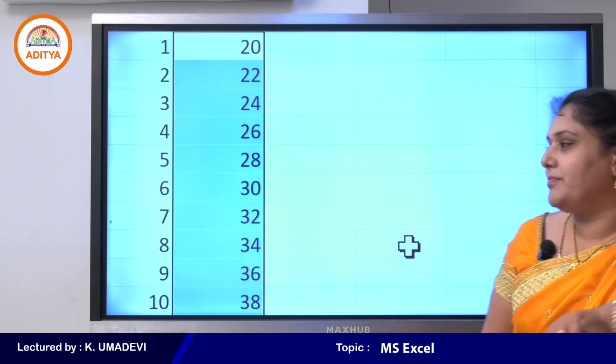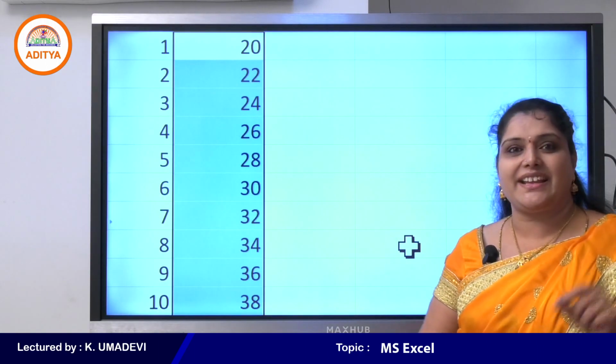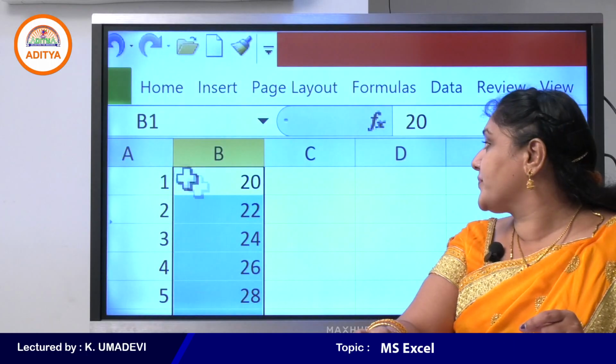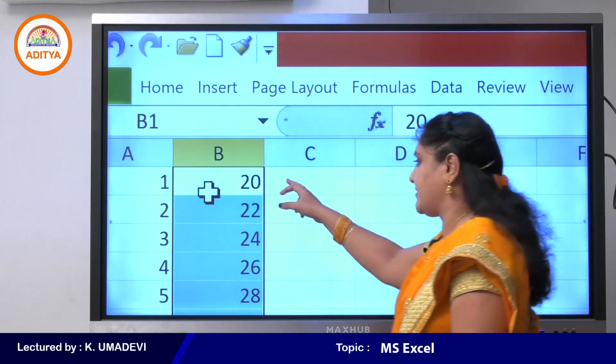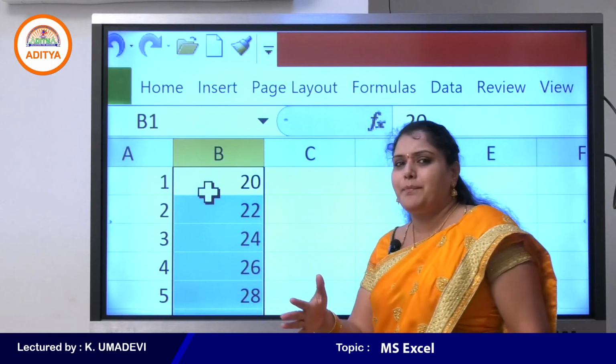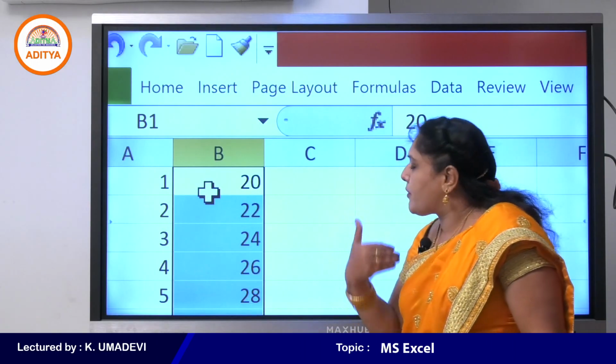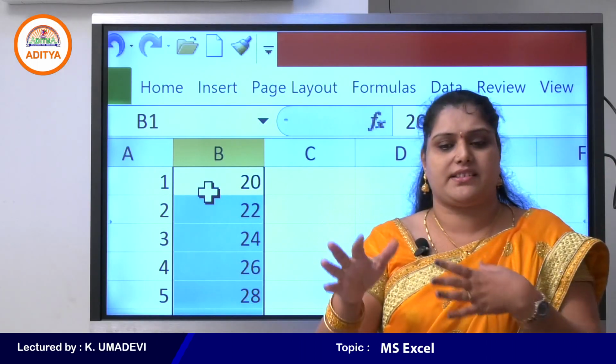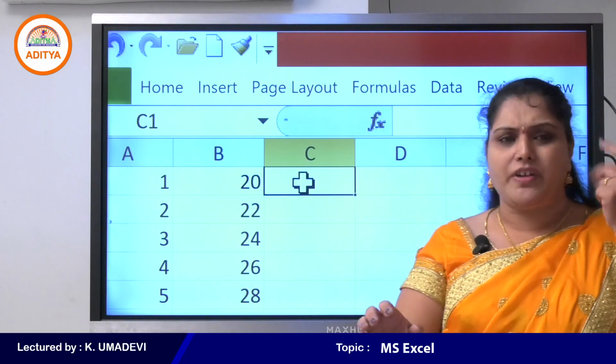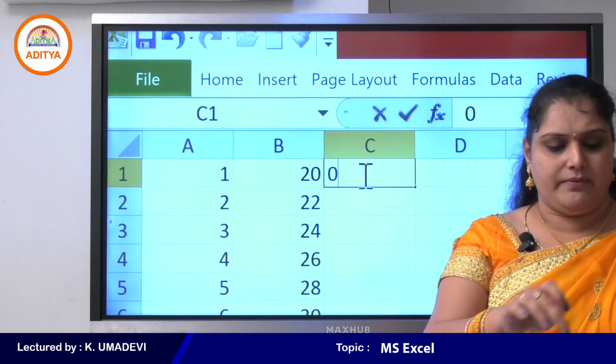Yes, very good. As I said, Excel identifies the pattern of the first two numbers. For example, here if you want to copy 20 to all the cells, there is no need to enter two values, simply enter, for example, 20.